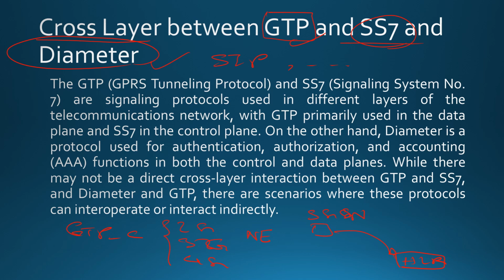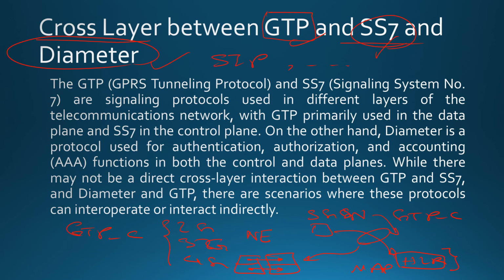HLR can send its messages with the MAP protocol, which is described in SS7, and SGSN wants to send its messages with GTPC. But how can we map between them? As we mentioned before, we have mapping or conversion to transfer protocols to other protocols for sending our messages to the nodes that are working with different protocols. This procedure is called cross-layer.